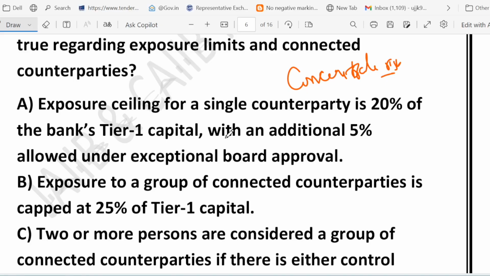So RBI fixes the limit based on the bank's tier 1 capital. Right? Now the question is, how much is the limit? Very, very important concept. Let's discuss it.